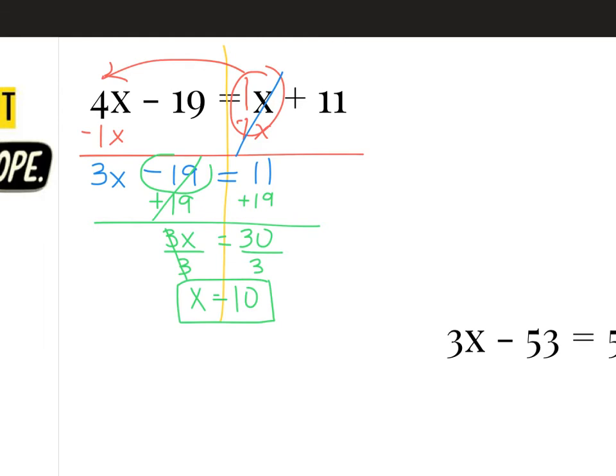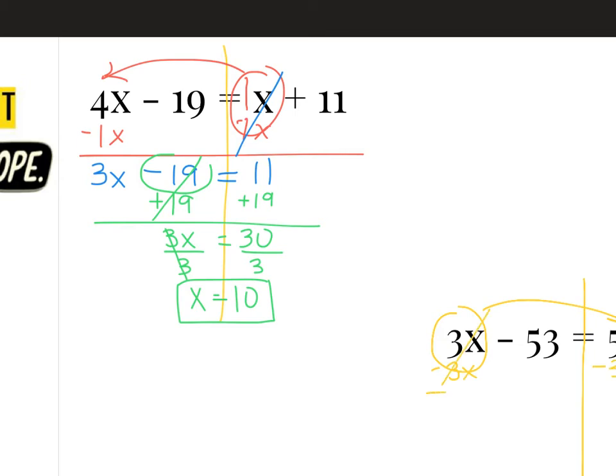So on that one, I put that example there because you need to remember there's an invisible 1 when the variable is just by itself. Next example. So let's take a look. 3x minus 53 equals 5x plus 13. So on this one, I am going to move my variables to the right side. Okay, so if that's a positive 3x, I'm going to subtract 3x on the left, subtract 3x on the right.